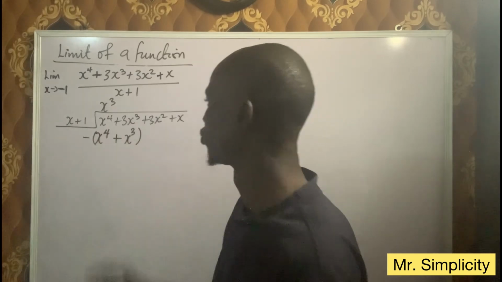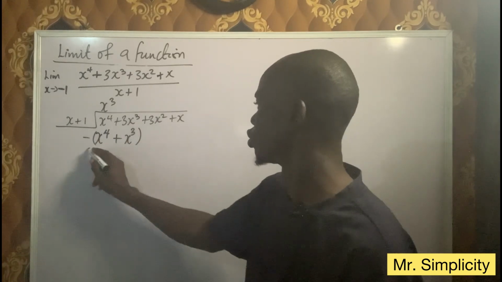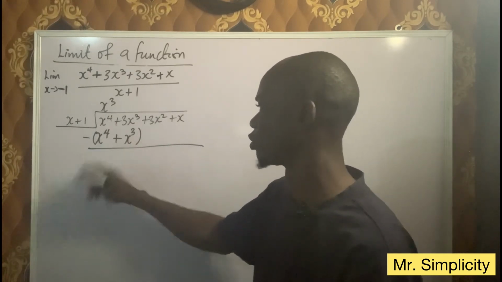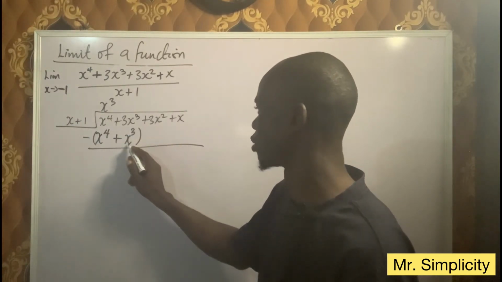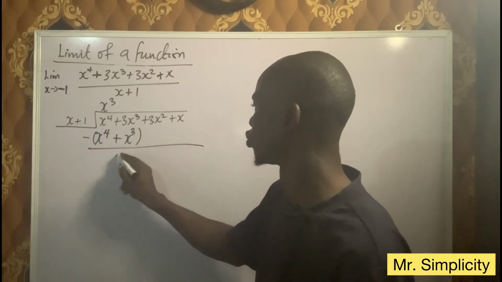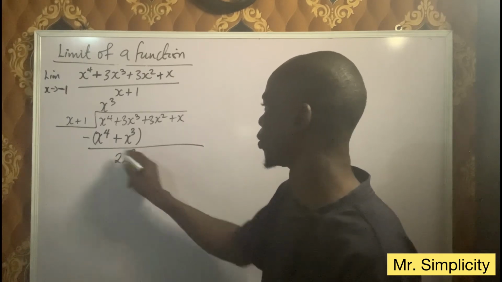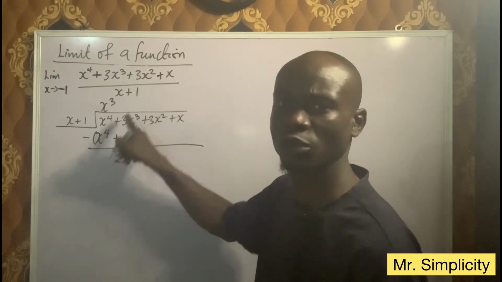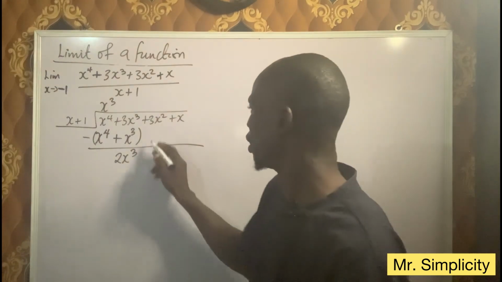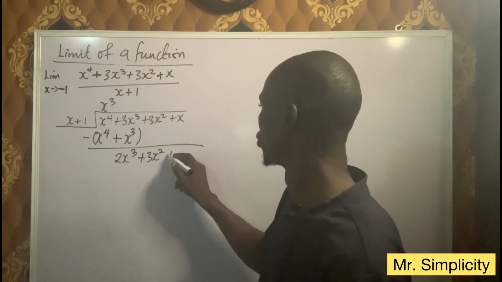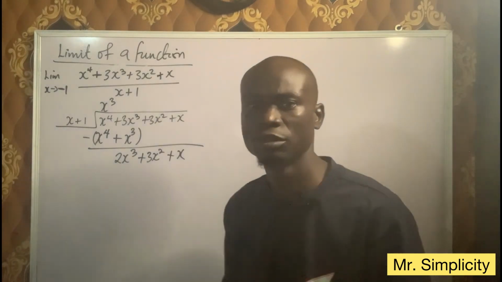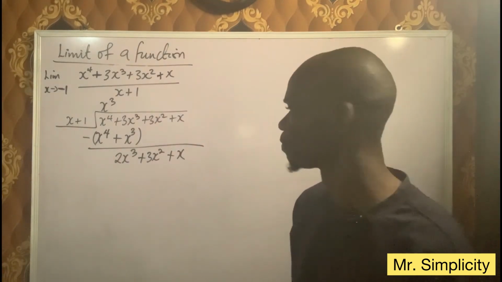So we subtract. When we subtract, x raised to power 4 minus x to the power 4 is gone. 3s cubed minus s cubed will give us 2x cubed. Remember, minus plus is minus. That's why we're subtracting. Then bring down what is left, plus 3x squared plus x. You see that? Repeat the process again.